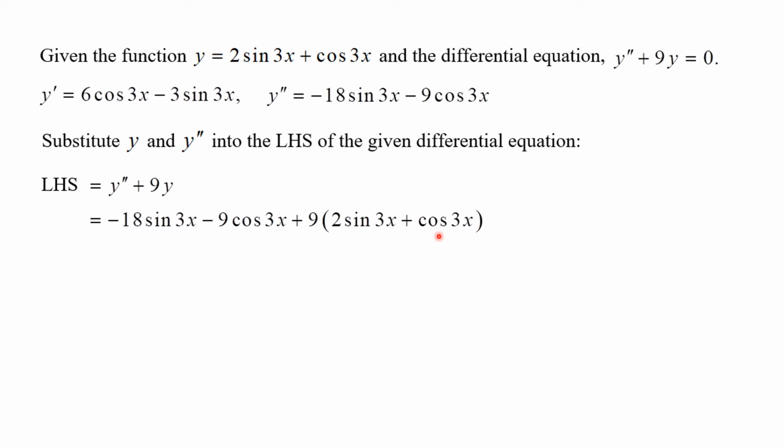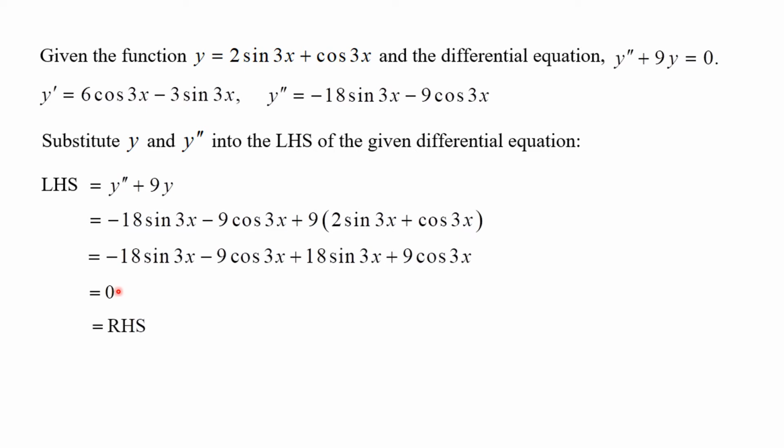Open up the bracket, we'll get negative 18 sin 3x minus 9 cos 3x plus, now 9 times 2 is 18, 18 sin 3x plus 9 cos 3x. So 9 cos 3x cancels with negative 9 cos 3x, 18 sin 3x cancels with negative 18 sin 3x. Okay, so after simplifying, we get the result equal to 0, which is exactly the same as the right hand side. So we have managed to show that the left hand side is equal to the right hand side.